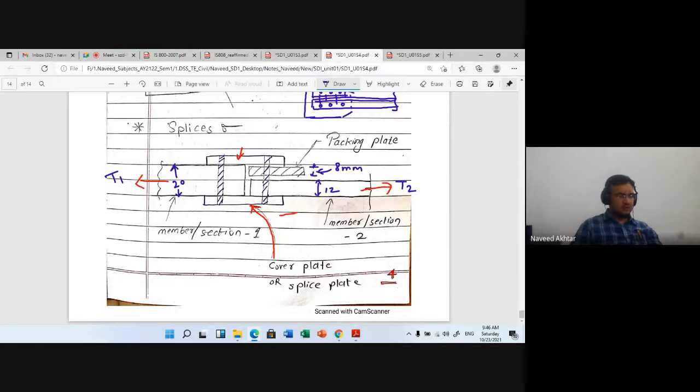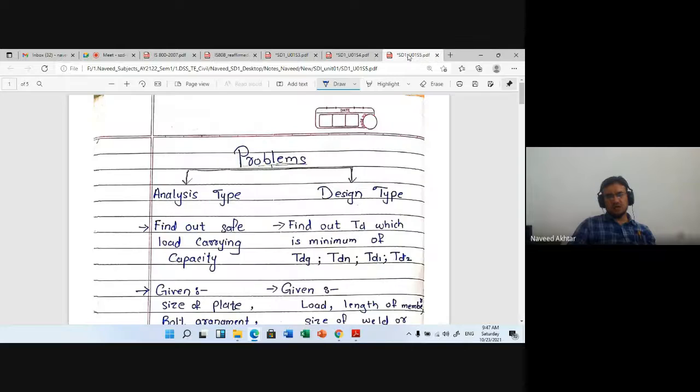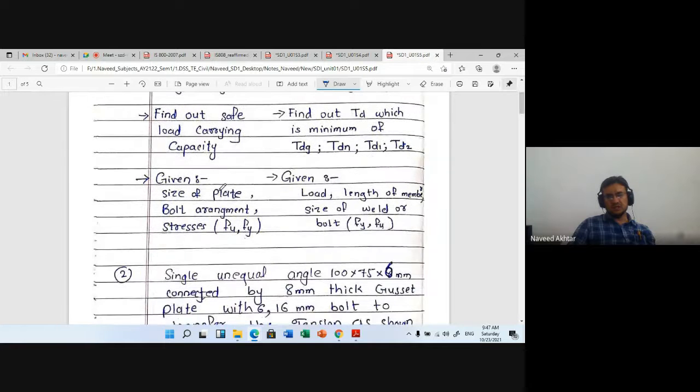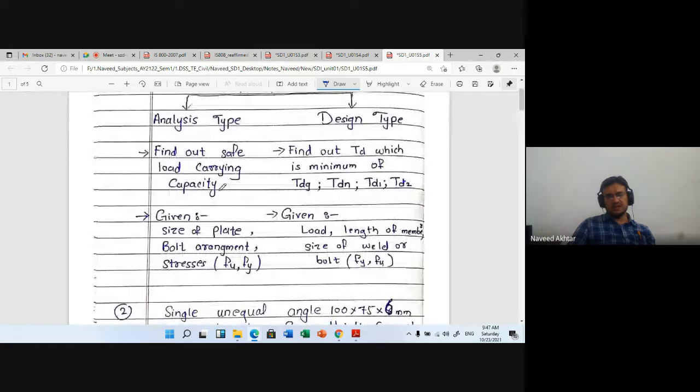Or if the length of the member is short, or if there are different sizes of member and you have to connect them, you need an additional packing plate, and that is called a splice. So splices may be between two members of the same size if the length of member is short, or if there are different sizes or thicknesses of member, then you have to provide an additional packing plate to complete the splice. So this is all about your tension member design.